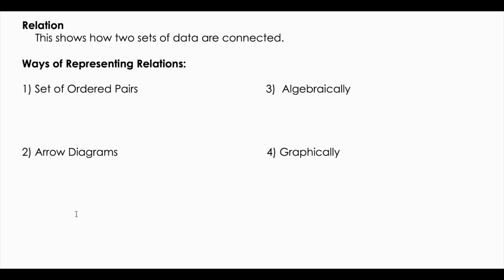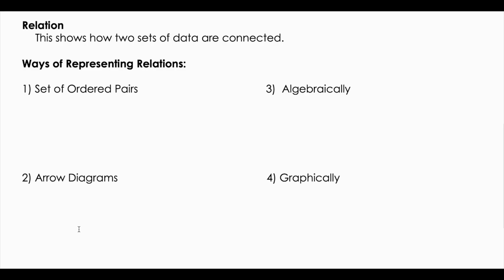Now we got ways of representing relations. So the first one is what we refer to as a set of ordered pairs. So for example, that would be like having (0, 0), (1, 2), (2, 4), (3, 6). So these represent a set of ordered pairs. So basically these are like coordinates. Now we could represent this as well using an algebraic expression.